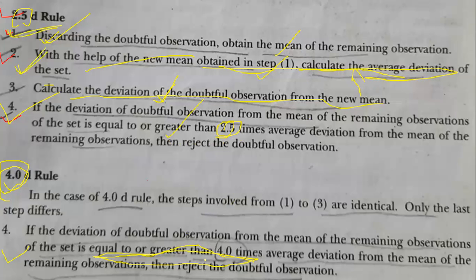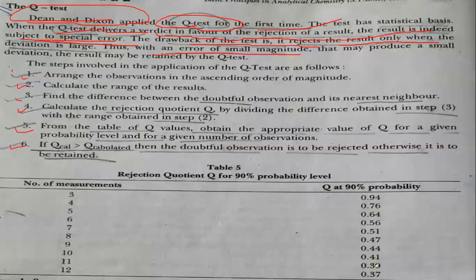Here in this case, if the deviation of the doubtful observation is equal to or greater than 4.0 times the average deviation, then that result has to be rejected. Now next is the Q test. This test is devised by Dean and Dixon. The test has a statistical basis.